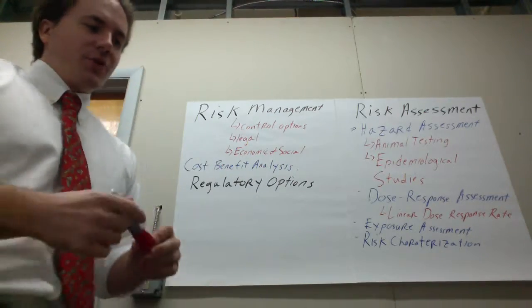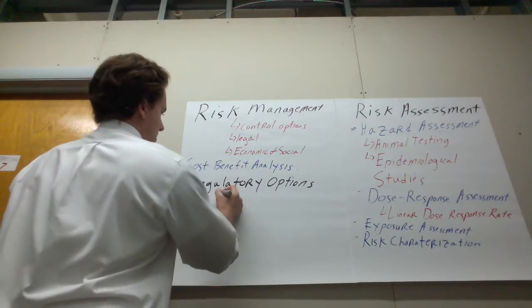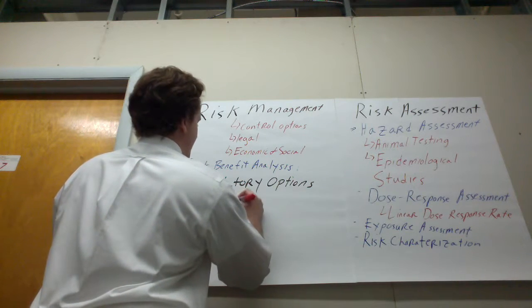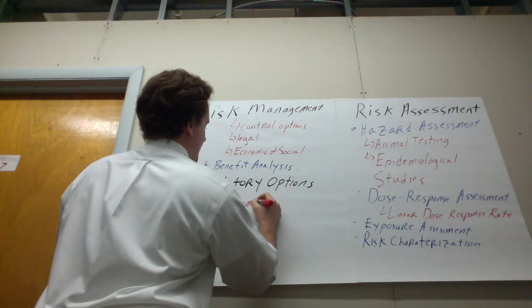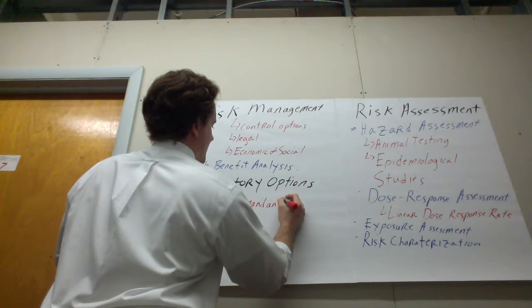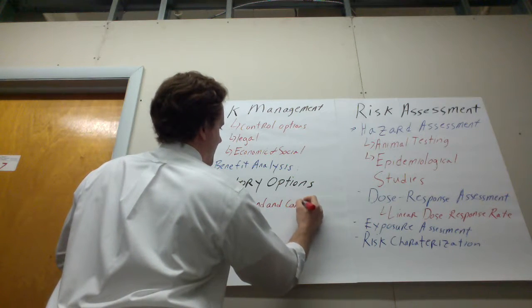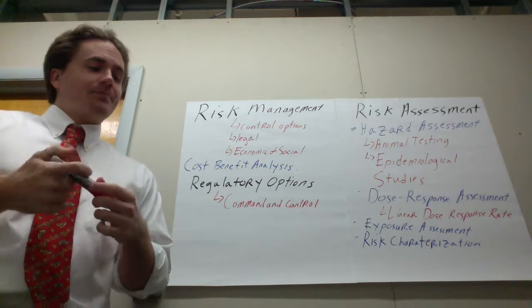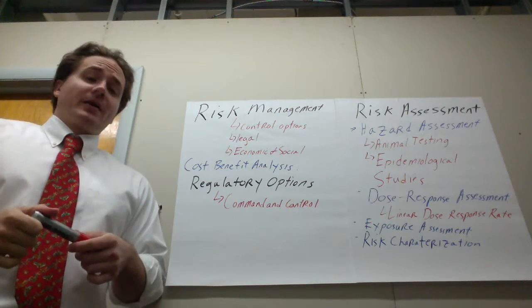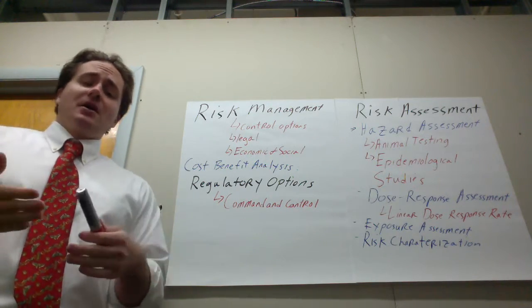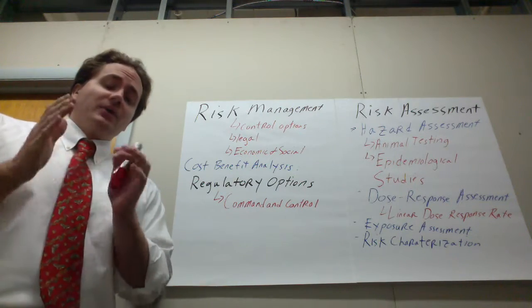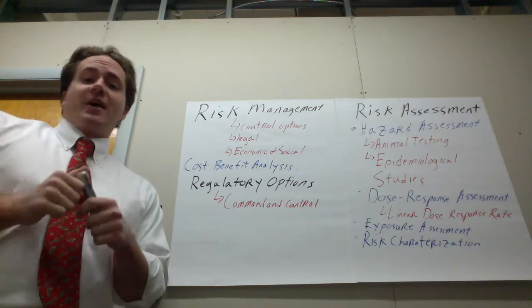And the first one is command and control regulation. Command and control regulation basically says the federal government passes a law, you will do this, this, and this, and that's it. You either comply with regulation or you're violating the law.